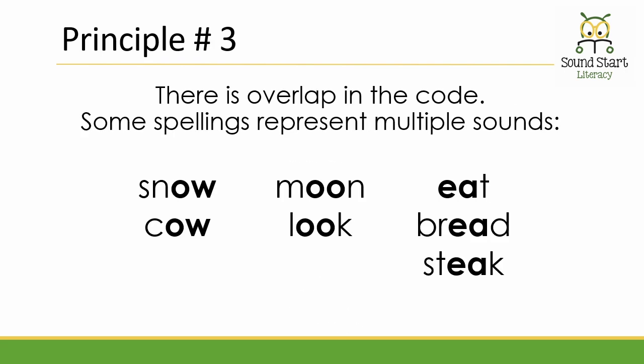Principle 3, there's overlap in the code, meaning that some spellings can represent multiple sounds. So if we look at the OW in the first example, OW can represent the O in snow or the ow in cow. OO can represent the oo sound in moon or the sound in look. The EA can represent the E sound in eat, the short E sound in bread, and the A sound in steak. And these are just some of the more common ones. There are others that we would explicitly teach to students.